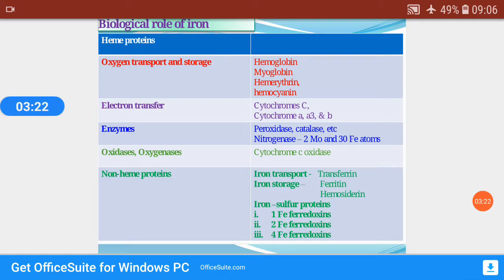And one more enzyme, that is nitrogenase. As you all know, it is an enzyme that fixes the free atmospheric nitrogen into a soluble form, and it is present in the root nodules of the leguminous plant. The cofactor present in this enzyme has 2 molybdenum atoms and 30 iron atoms. Okay, so collectively this molybdenum and iron act as a cofactor in the nitrogenase enzyme.